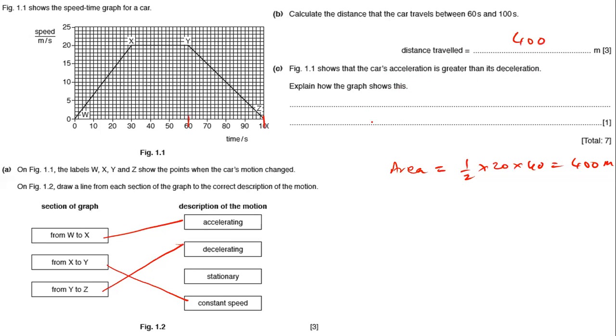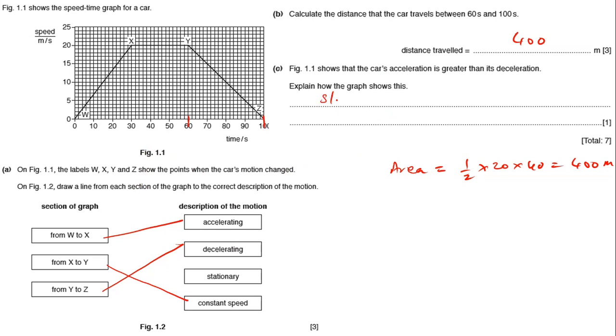Shows the car's acceleration is greater than its deceleration. Explain how the graph shows this. How do you understand the acceleration is more than the deceleration? Well, you can find the slope of the graph in those. Can you tell me what are the slopes?